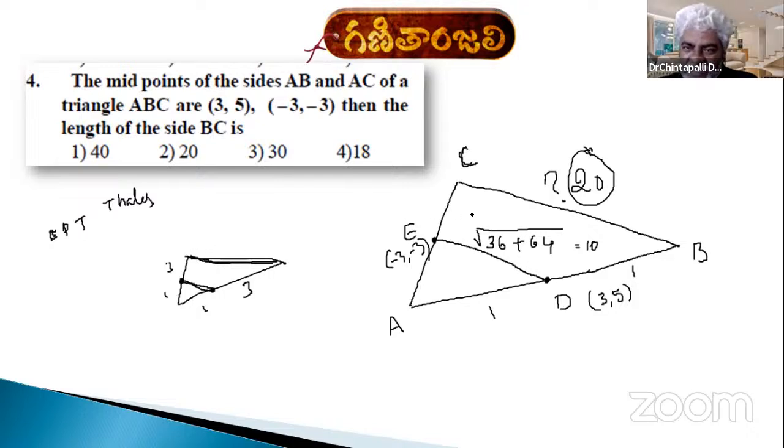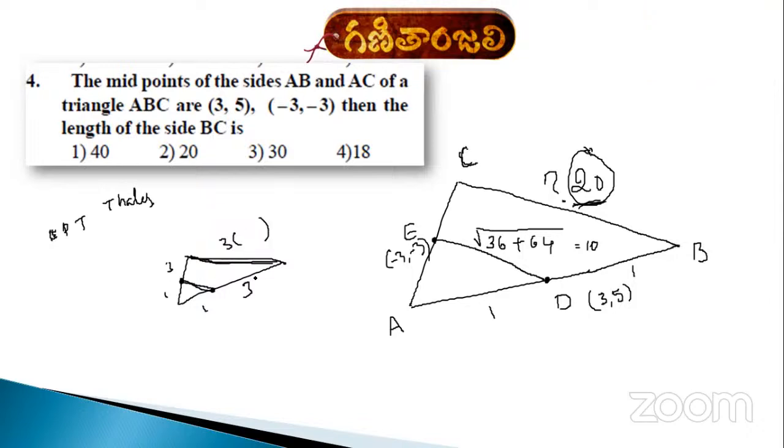In this case, it is 2 times. In the case of ratio 1:3, it is 3 times, the reason being the ratio 1:3. Since it is a midpoint, it is 2 times. That is 20, right?